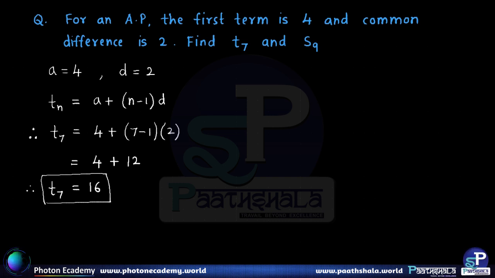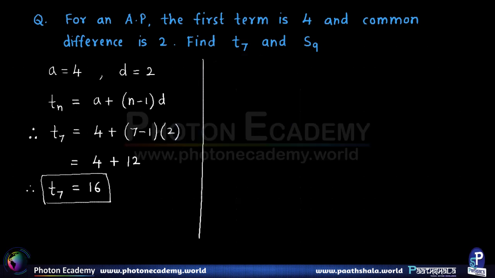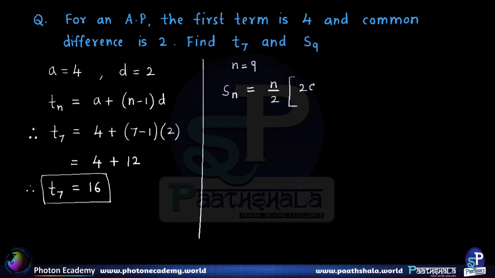Now we have to calculate the sum of the first 9 terms. So that means here n is equal to 9. Now let's write the formula for Sn. As we know, Sn is nothing but n by 2 into bracket 2a plus n minus 1 times d. That's the basic formula for Sn.